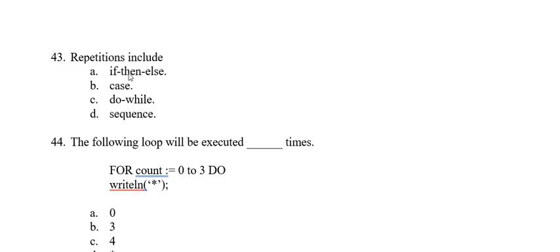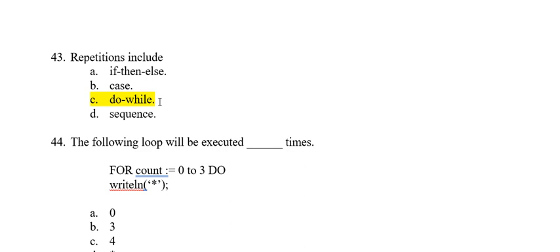Repetition. Okay, so the answer for this one we already explained more or less, this one here in this case. It cannot be if then else because this will be the decision, right? Sequence will be a straightforward one, linear, one after another without making decisions. So do while this is done. Do while it should.